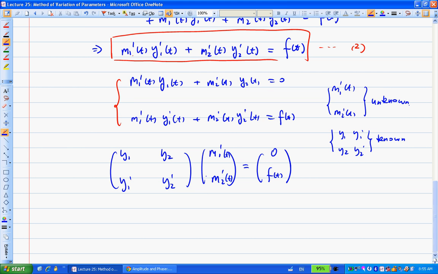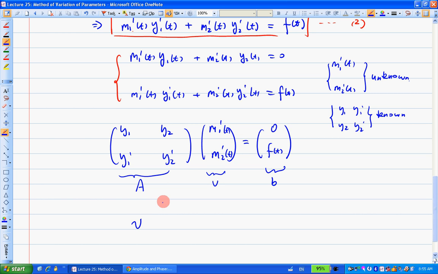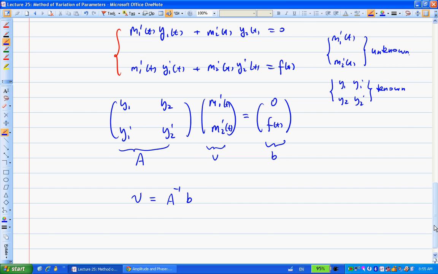Okay, so what am I solving here? This is matrix A, this is the vector V, and this is the vector B. So we're solving for V. V should equal A inverse times B, right? So it's a 2 by 2 matrix. And the only thing is, how do we calculate the inverse?